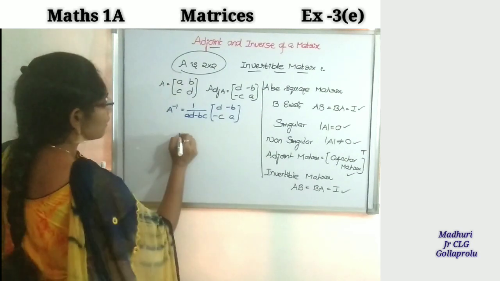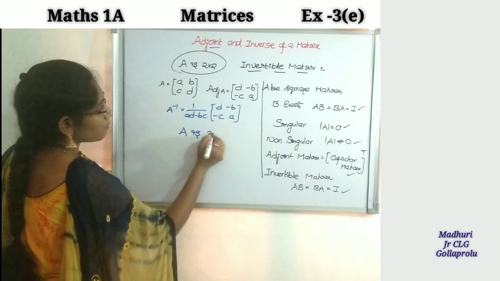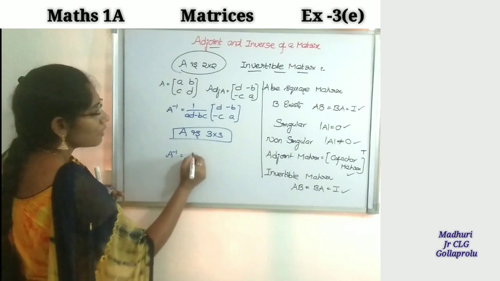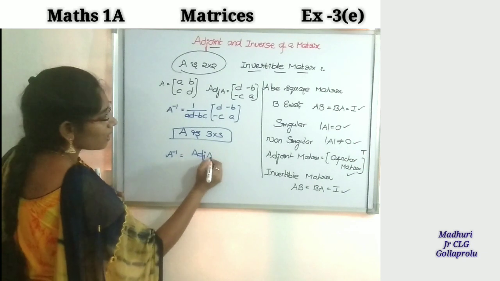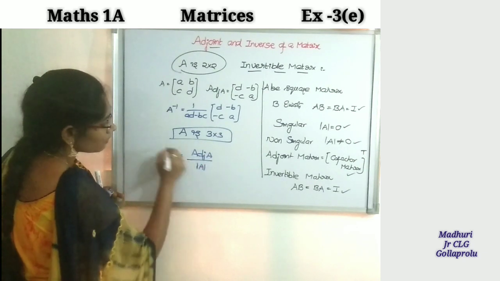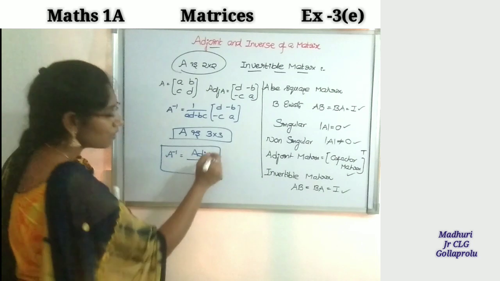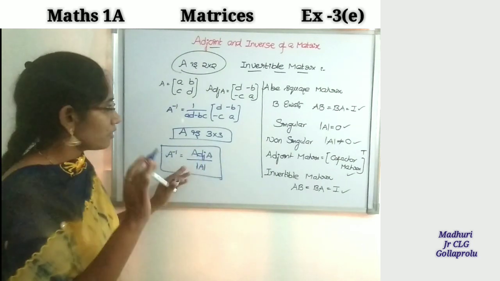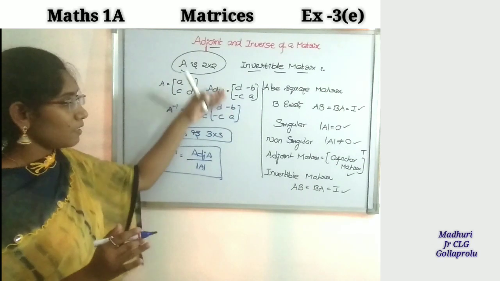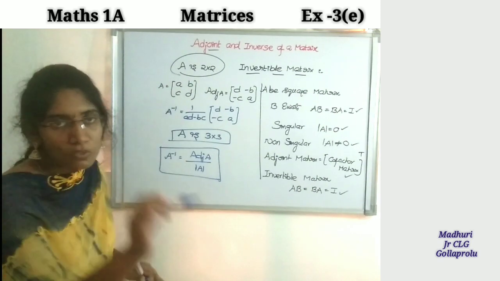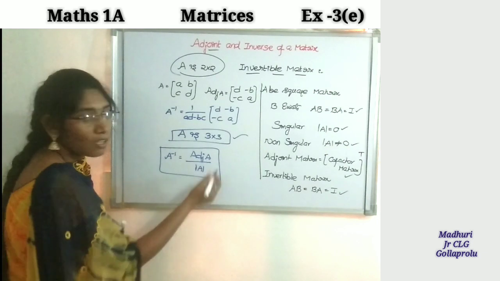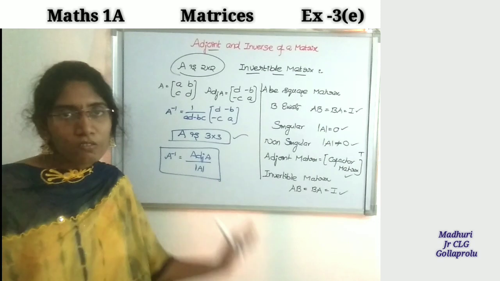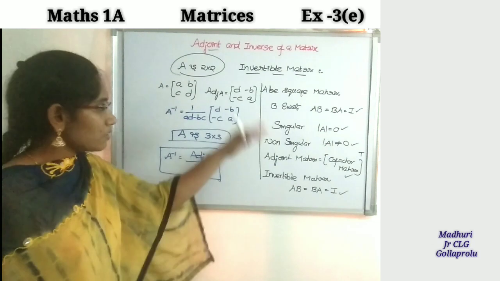Suppose A is a 3 by 3 matrix, then how to take the A inverse value? A inverse is equal to adjoint A by det A. This is the formula for finding the A inverse value. Where we have a 2 by 2 matrix, we can directly take the inverse using the earlier formula. If the matrix is a 3 by 3 matrix, then we apply this formula to get A inverse, that is, A inverse is equal to adjoint A by det A. Okay, now these are all the formulas.